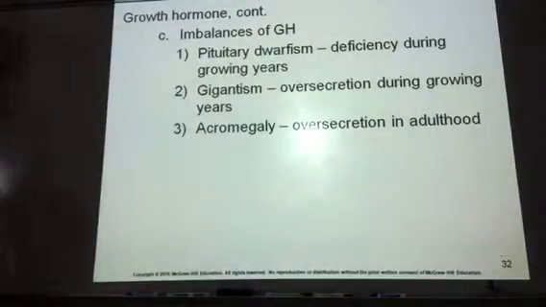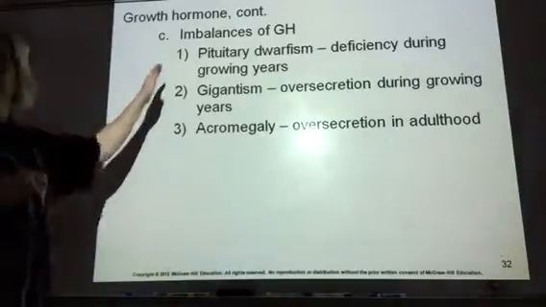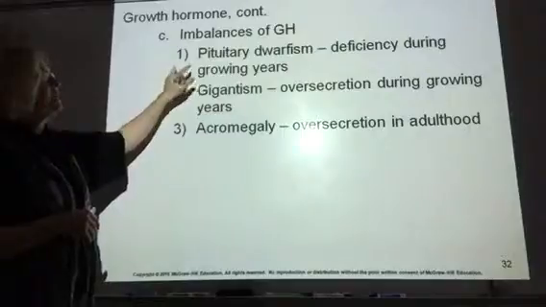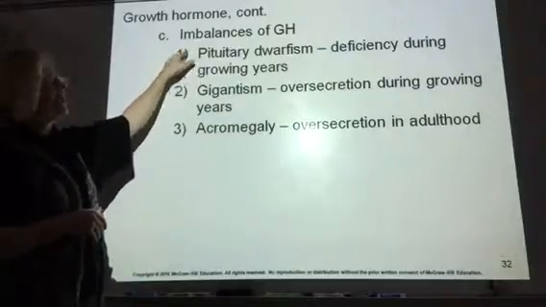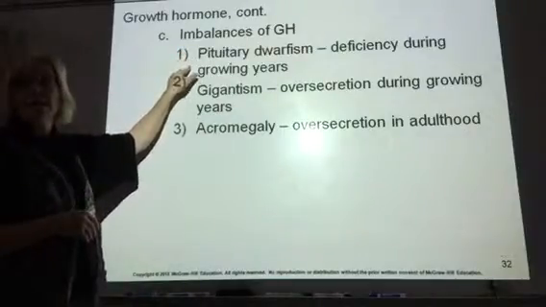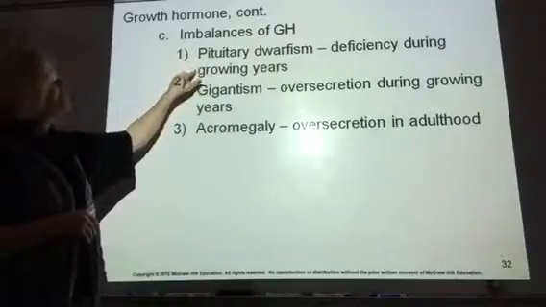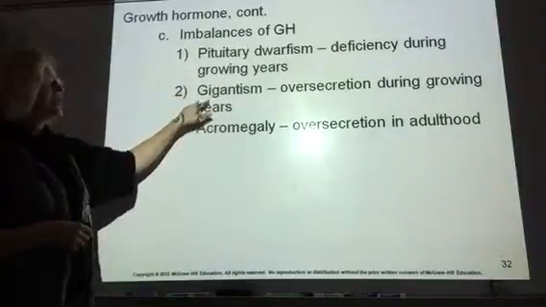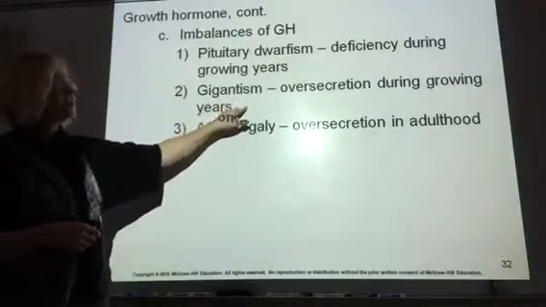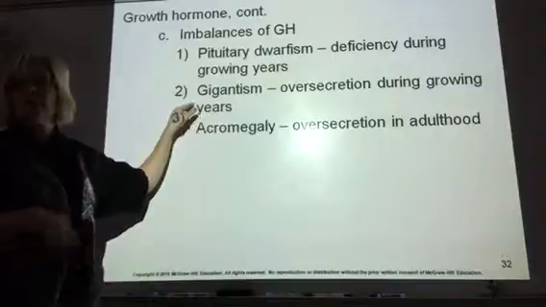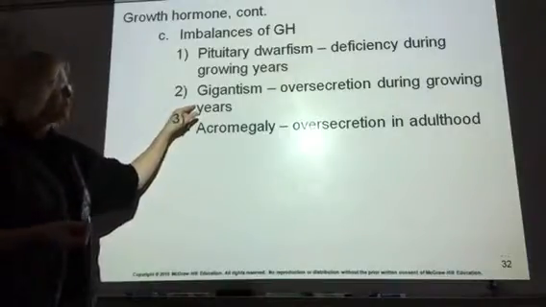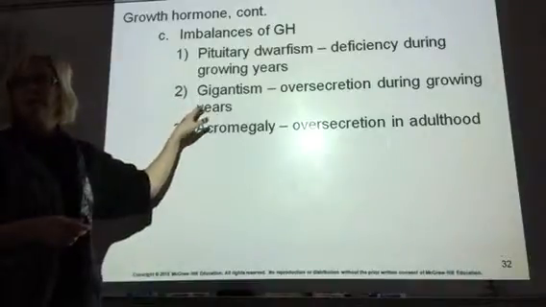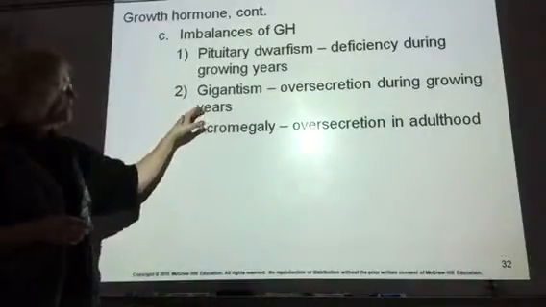Imbalances. Some of these are on your list, so some of you might be researching one of these. Pituitary dwarfism, deficiency during growing years. So I don't have enough growth hormone, I'm not going to reach my potential. This is where growth hormone can be prescribed to somebody. Gigantism, oversecretion during growing years. There the body secretes extra growth hormone, and here you can have people that reach extreme heights and things like that.